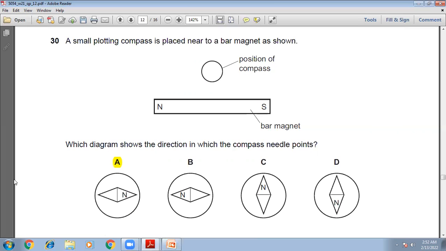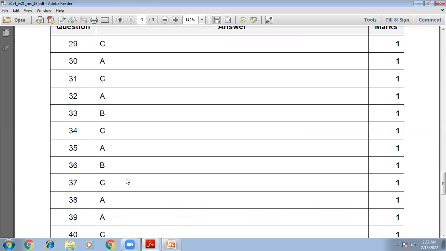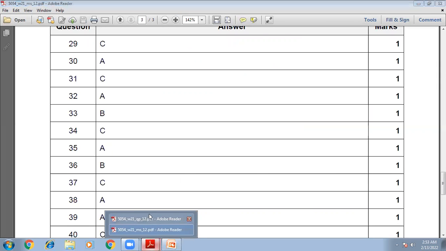Magnetic compass needle always aligns itself along with the magnetic lines. So in this situation, the magnetic lines are going from north to south. So the magnetic needle must point along these magnetic lines. So I think A is the right choice. Question number 30. A is the right choice, sir.